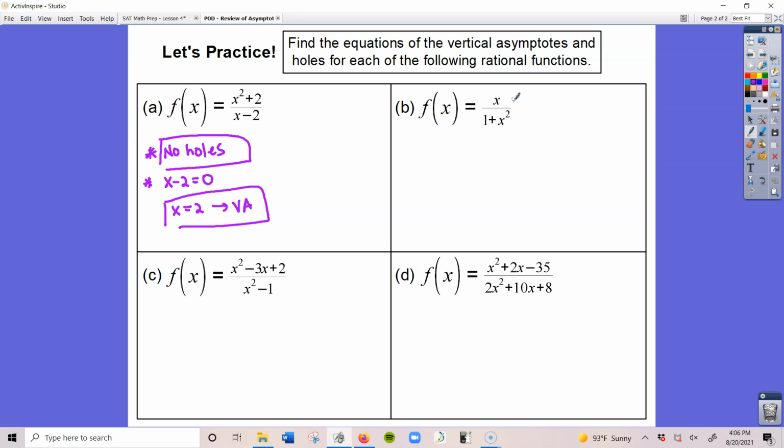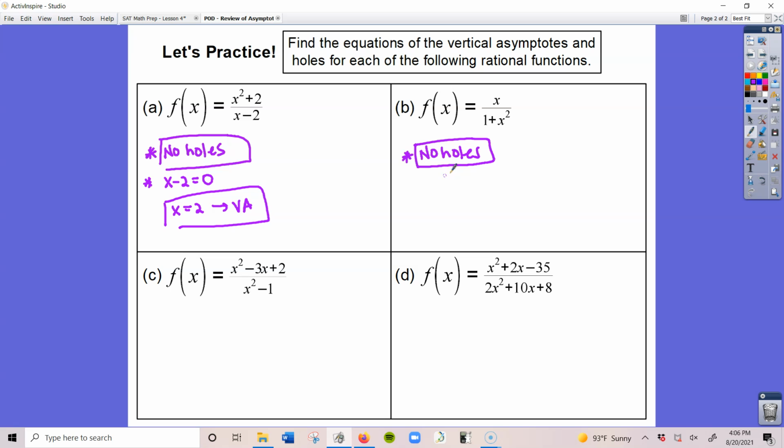Let's look at this next one here. The numerator is just x, nothing to factor, and in the denominator is 1 plus x squared, which also cannot be factored. So we're going to leave it. We can't simplify this. Nothing here would end up canceling. So again, this means that we have no holes.